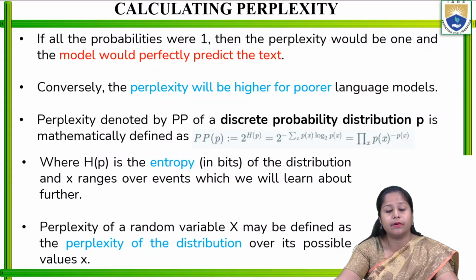We will see later what the different events are. The perplexity of a random variable X may be defined as the perplexity of the distribution over its possible values x. That is how this discrete probability distribution formula works.